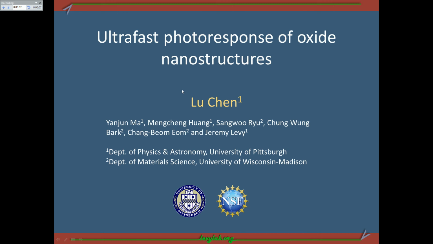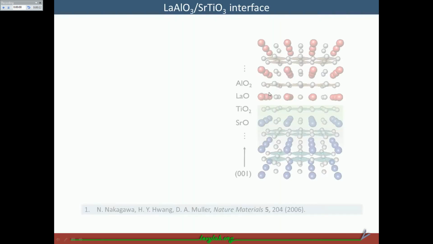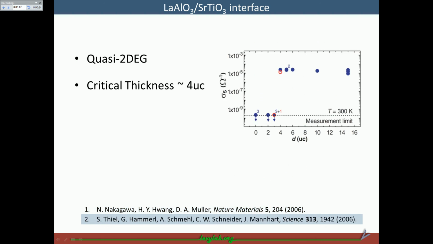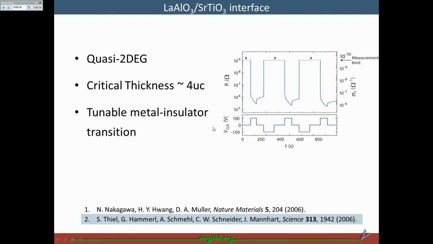So the topic of this talk is ultrafast optical response of oxide nanostructures. The electrons will be confined in the interface of LAO-STO, which provides very interesting phenomena. And the crystal thickness is about 4 unit cells for the superconductor. And also the conductance can be tuned by the gate voltage.